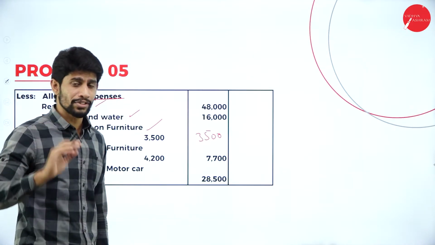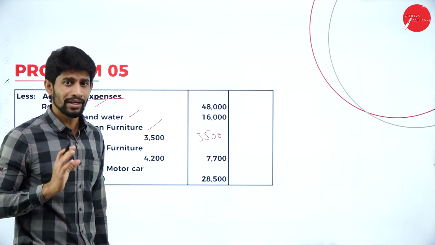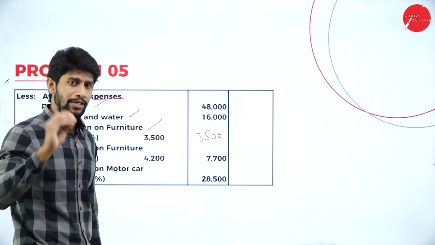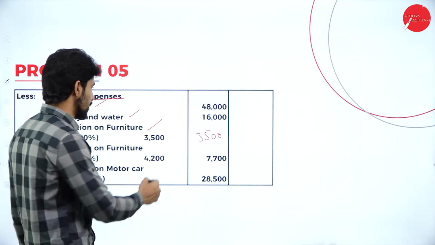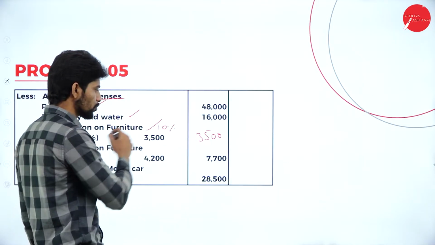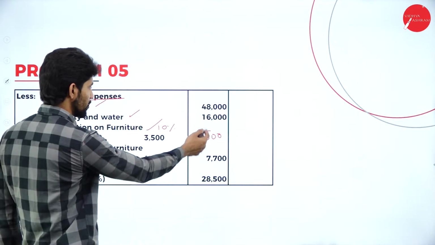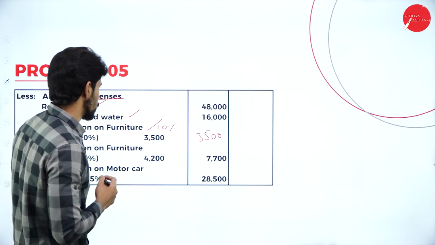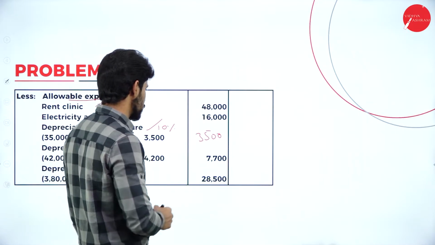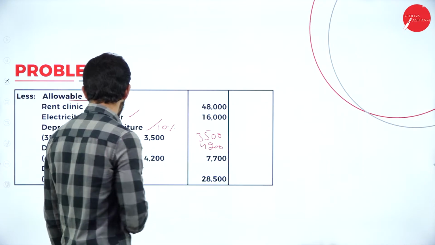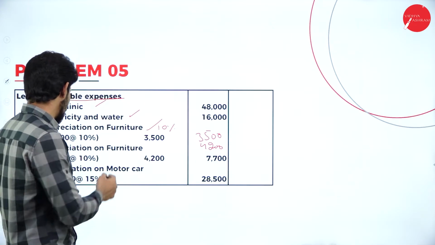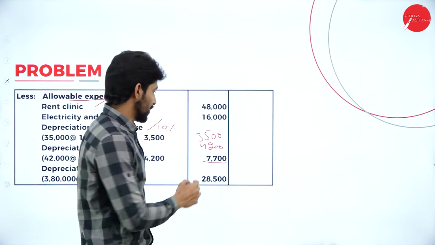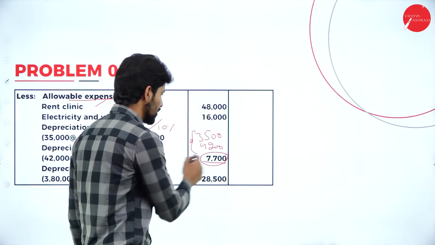See, the depreciation value is not given in the problem, but you have to compute it. So, on furniture, what is the rate of depreciation? If the rate is given, use that. If it is not given, it is 10%. So, compute 10% on 35,000, you will get 3,500. Next, depreciation on furniture comes to rupees 4,200. Again, here you can see the total comes to 7,700. The total of these two is 7,700.